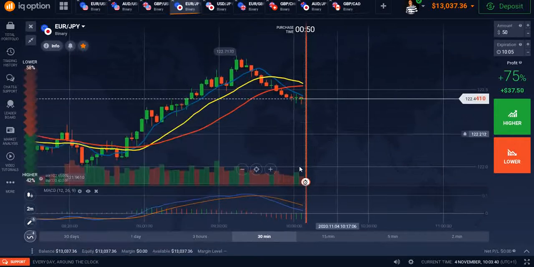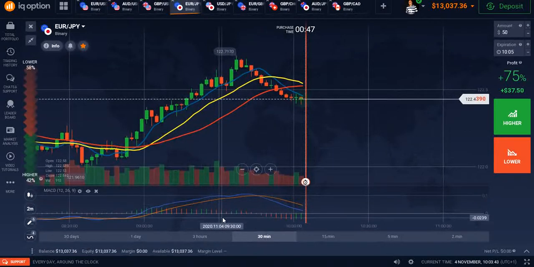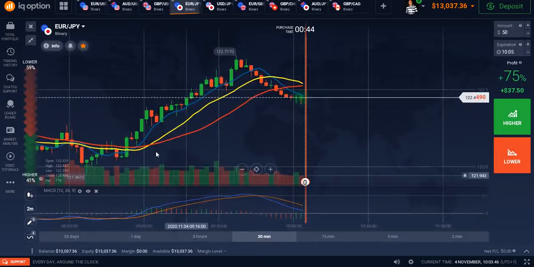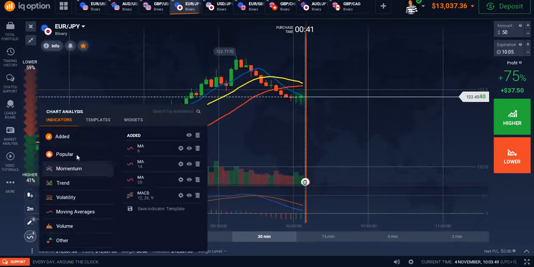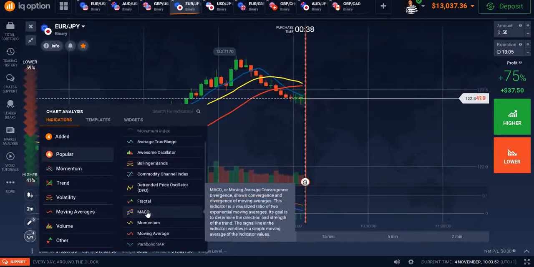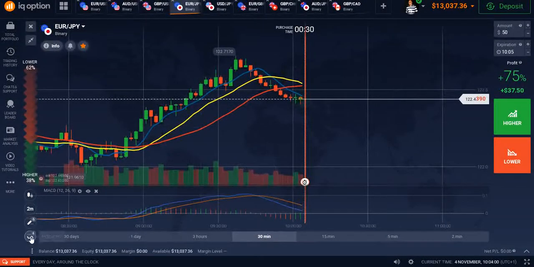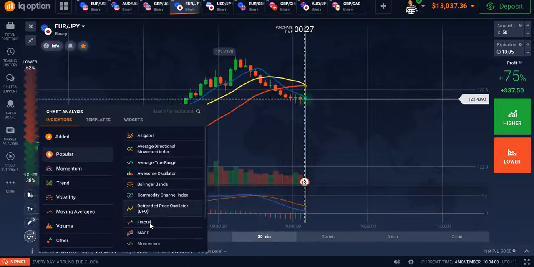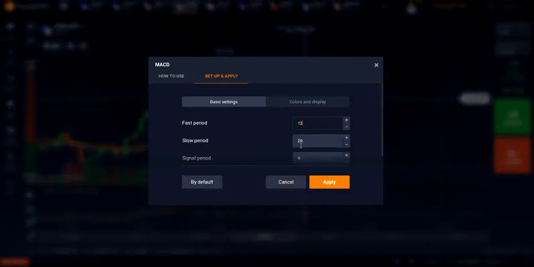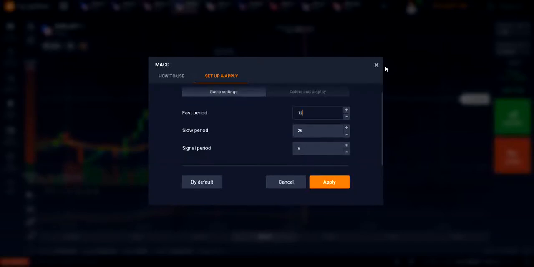Then the MACD. So the last indicator we have to add to make it work very fast is MACD. Go to your indicators again, popular, then go to MACD. You can see MACD, this is it. You just have to click on it. You will leave it like that, by default. You don't need to change anything there. If you've changed anything, just click on default. You will see fast period 12, slow period 26, signal period 9. Then click on apply, and that's it.